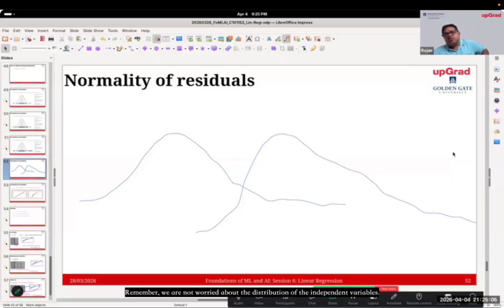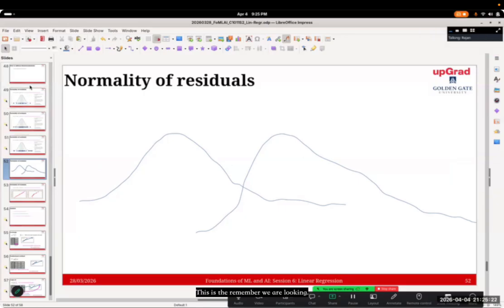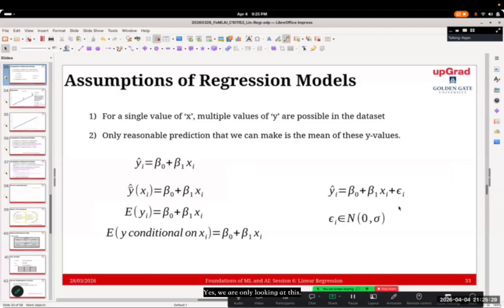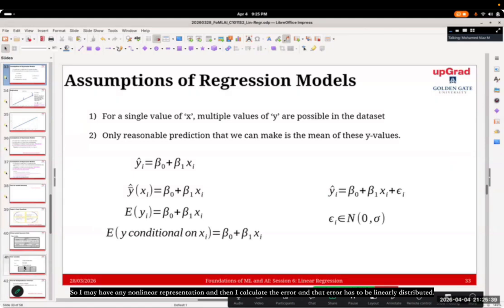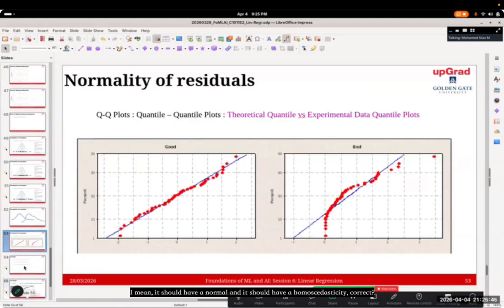Remember, we are not worried about the distribution of the independent variables. We are worried about the distribution of the errors in the y variable. This is only the residuals. It has nothing to do with the distribution of x values. I may have any nonlinear representation, and then I calculate the error, and that error should have a normal distribution, and it should have homoscedasticity. Correct. Okay.